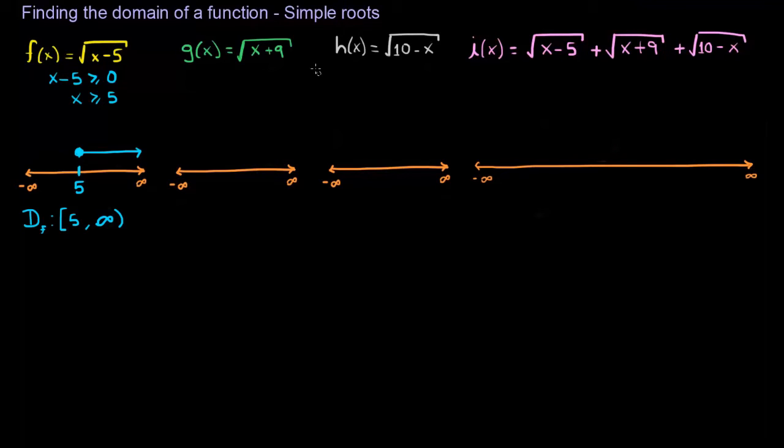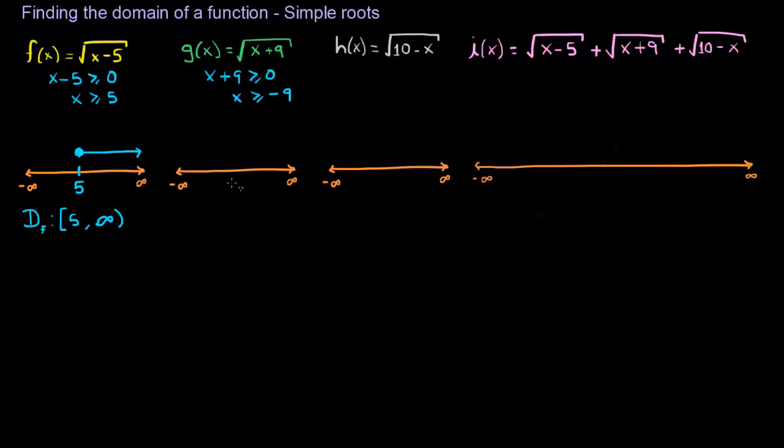Now, let's get to the second one. This g of x is equal to the square root of x plus 9. So you have to make sure that what's inside the root has to be greater or equal than 0. So I'm going to subtract positive 9 on both sides of the inequality, I'm sorry, in this case. X greater or equal than negative 9.